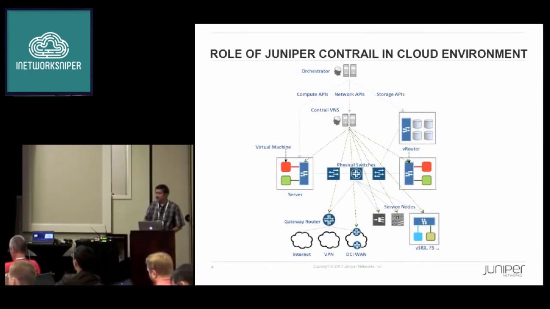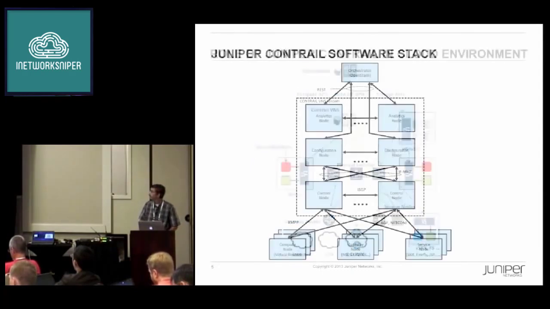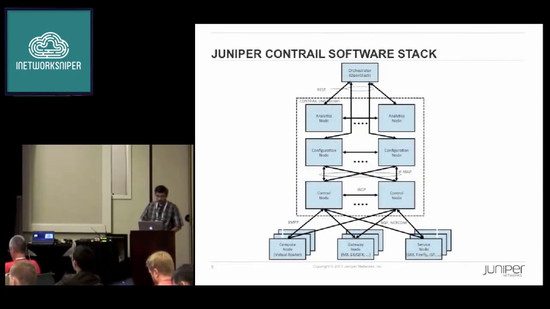In the next slide, we'll look at the components of the solution. We have the orchestrator talking to the configuration node, and there could be multiple configuration nodes. And the configuration nodes generate config that's consumed by the control nodes. And we could have a federation of control nodes talking to each other using IBGP. And the control nodes talk to the data forwarding elements, which is the kernel module inside the compute nodes, using XMPP.